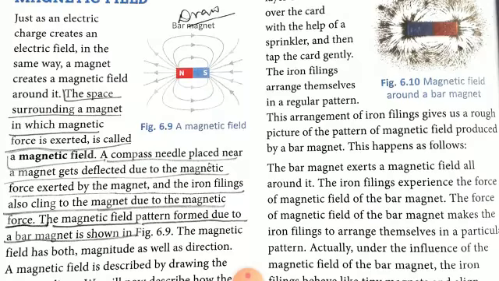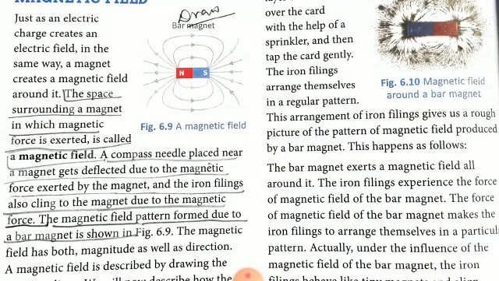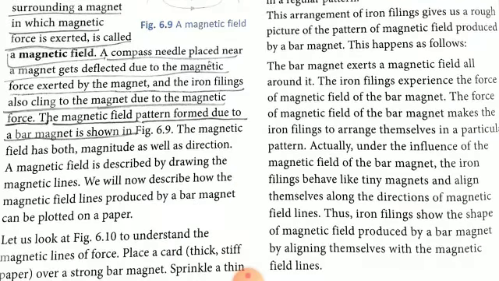The magnetic field pattern formed due to the bar magnet is shown in figure 6.9. Here you can see this is figure 6.9. We place a bar magnet which has two poles, north and south, and the lines you can see in the figure are moving from the north pole to the south pole. Some lines are moving outward from the north pole and some lines are coming to the south pole. So the magnetic field has both magnitude as well as direction. A magnetic field is described by drawing magnetic lines, as you can see in the figure above.